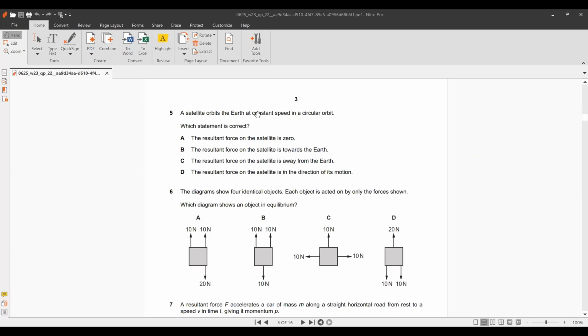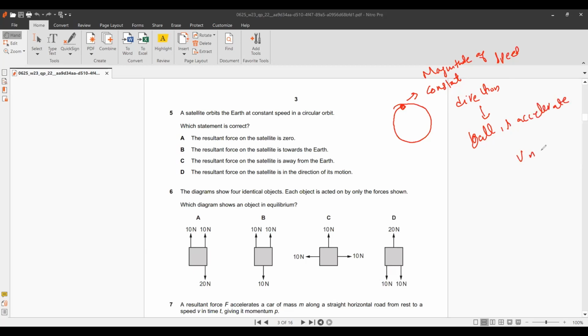A satellite orbits the Earth at a constant speed in a circular orbit. So let's review the meaning of circular motion. Whenever an object is moving in a circular motion, the magnitude of speed remains constant, but its direction changes at every point, due to which we say the object is accelerating. Because for an object to accelerate, the velocity must change. So velocity in terms of magnitude is not changing, but in terms of direction it changes at every point.